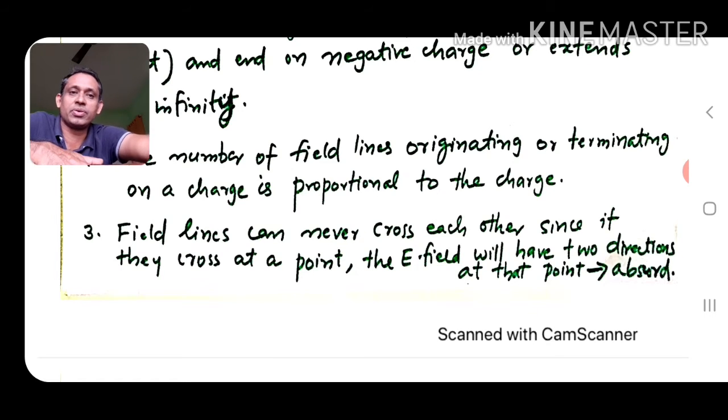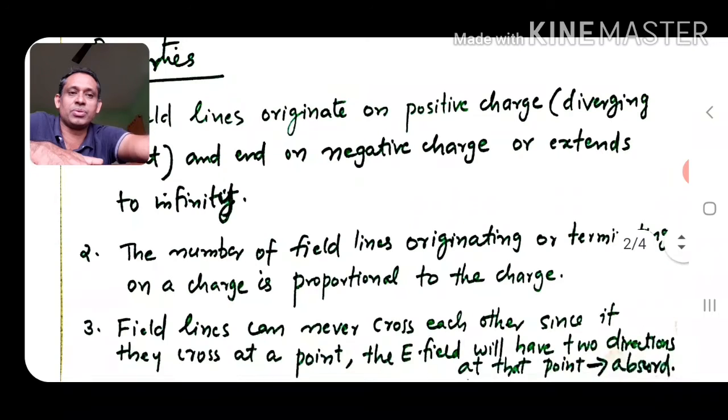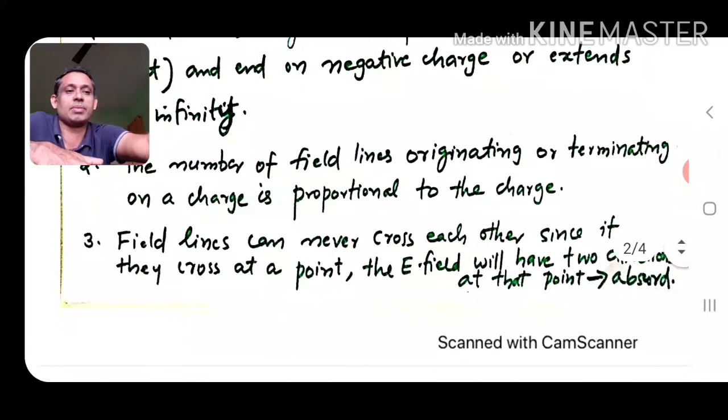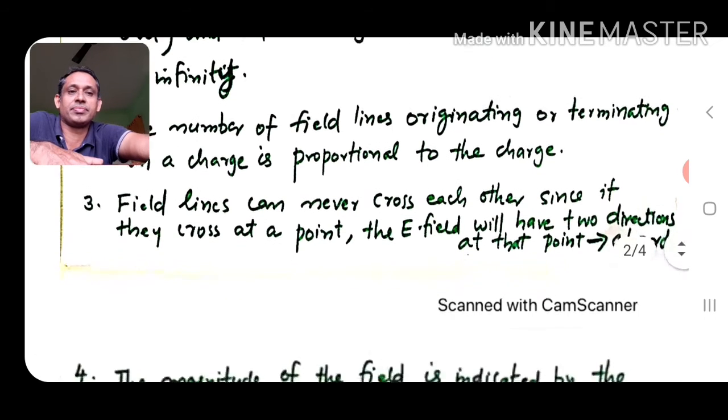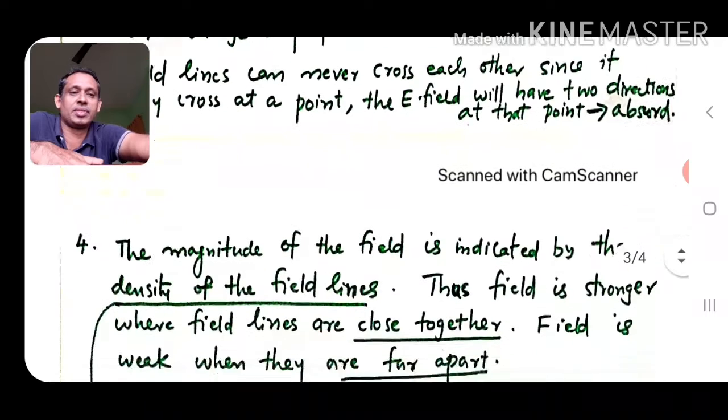Why? Because we drew the electric field line in such a way that the tangent at any point gives the direction of the field. So if two field lines intersect, at that point we can draw two tangents. That means the electric field will have two directions at that point, which is absurd, which is not permitted, or not possible.